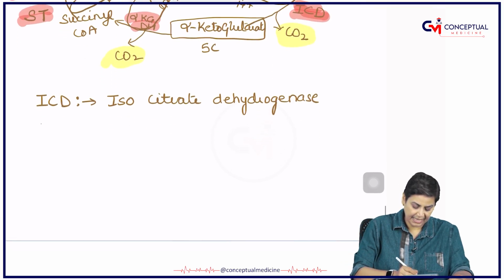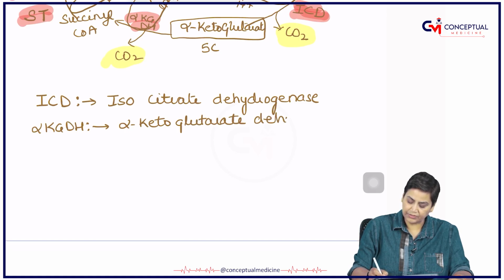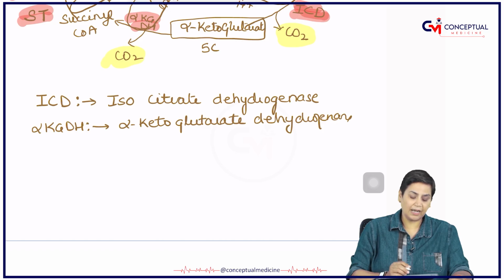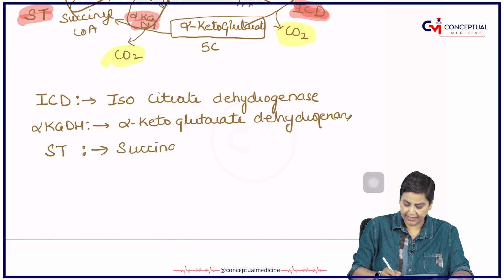The second enzyme is alpha-ketoglutarate dehydrogenase. Then comes ST, which stands for succinate thiokinase.